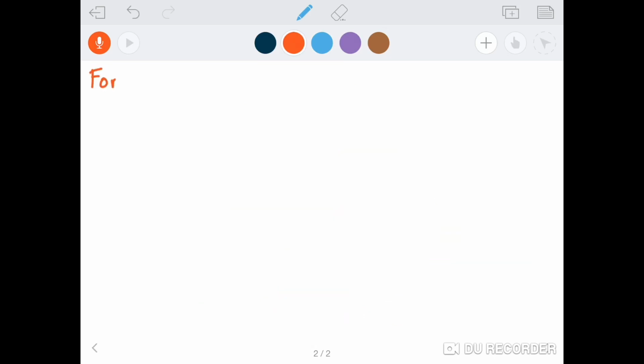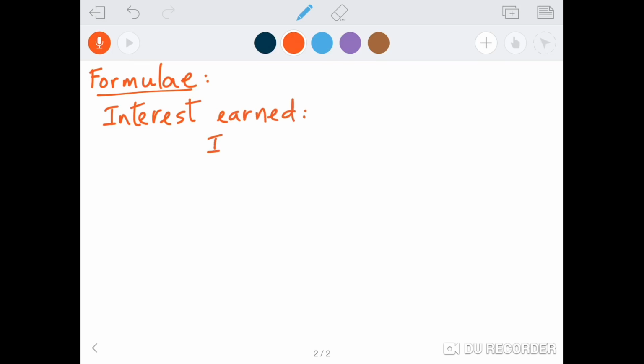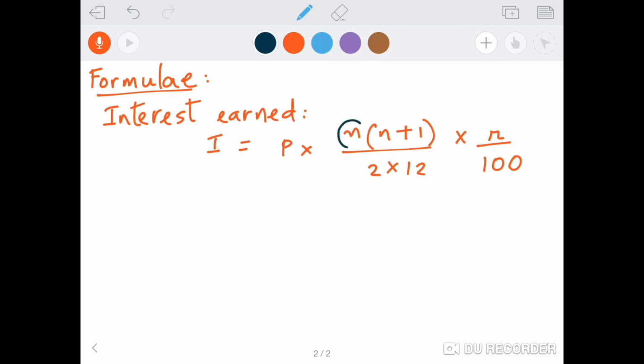Now, having said all of this, let us look at some of the formulae that would be required for us to understand how problems from this chapter may be solved. The first formula is to find out how much interest that you earn. Now, let us assume that there is some amount of money that we put into the bank every month. The interest that you earn is given by the formula P times n(n+1)/(12 × 2) times r/100. Now, let me explain what these things indicate.